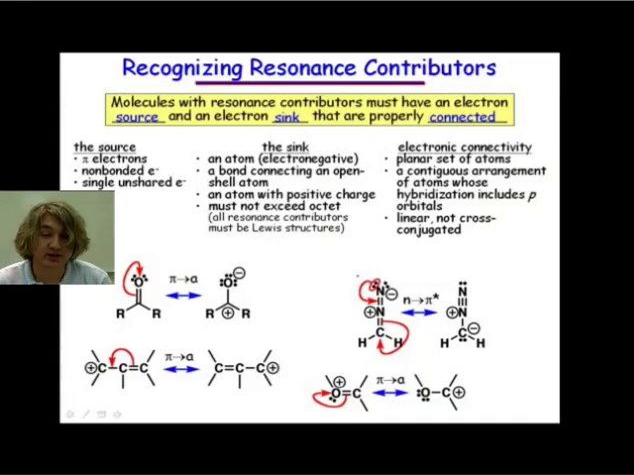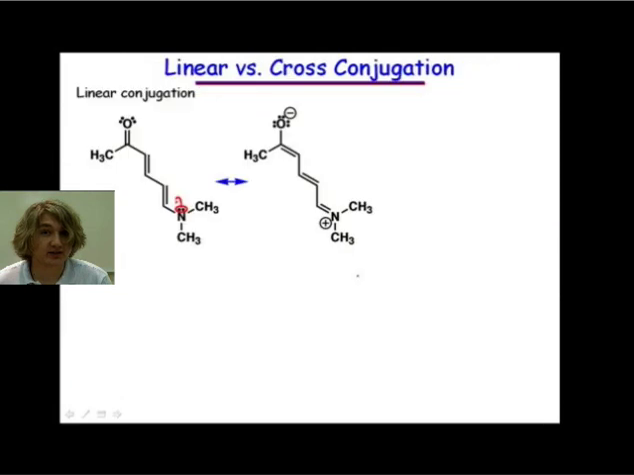In this webcast, we will continue our discussion of recognizing resonance contributors by comparing a linear and a cross-conjugated system. Now, a linear conjugated system is very similar to a type of system you've seen before.